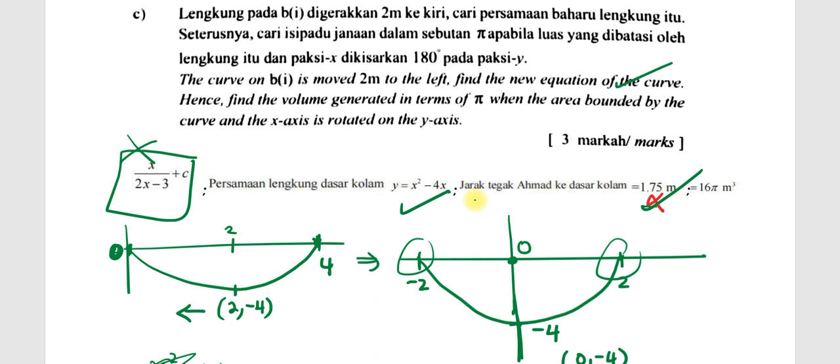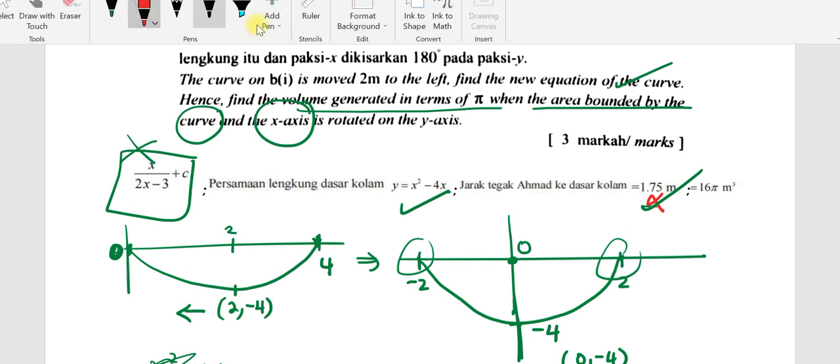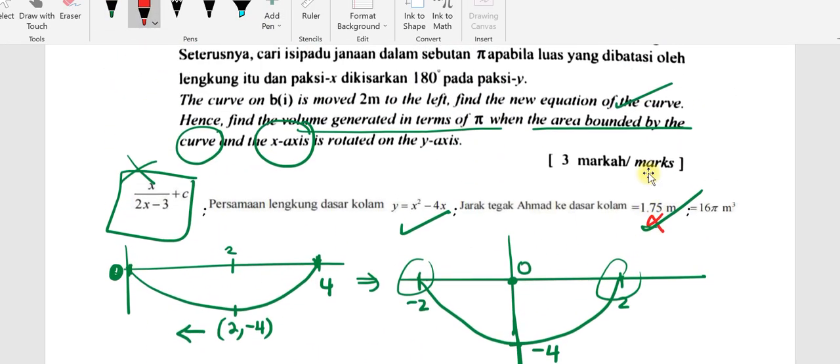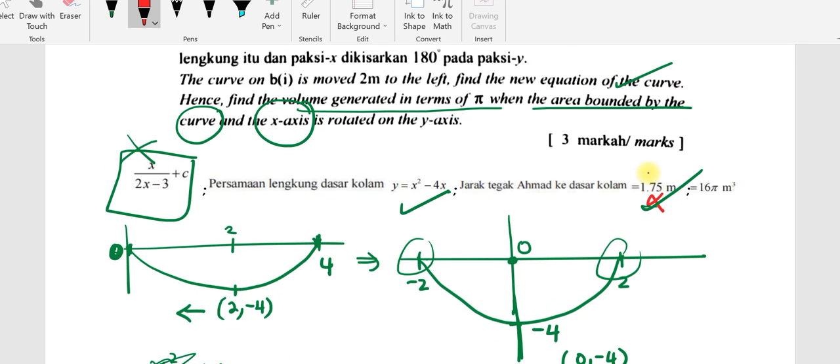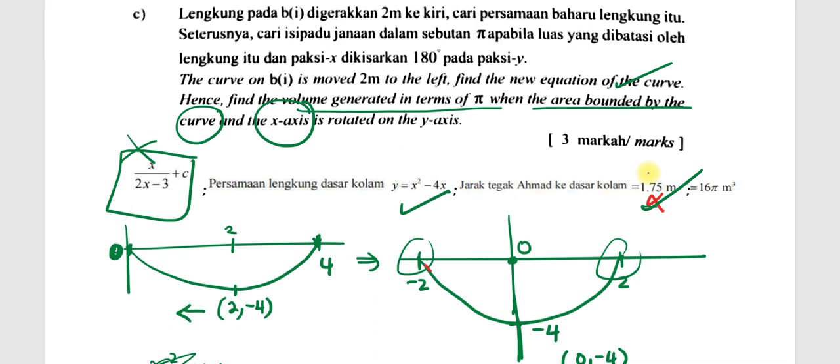Okay, good. Find the volume generated in terms of pi, the area bounded by the curve, the x-axis, and is rotated on the y-axis. Okay, let's see. What part is the question actually asking about? We need to look at the area bounded by the curve. The curve must be the boundary, and then the x-axis. So this part. This part you rotate on the y-axis.